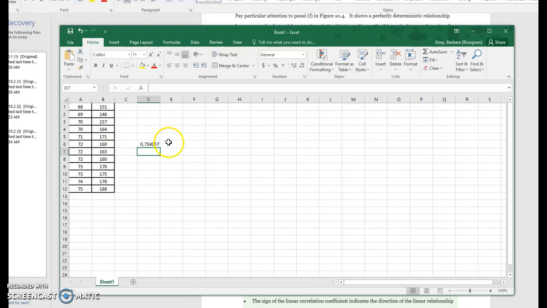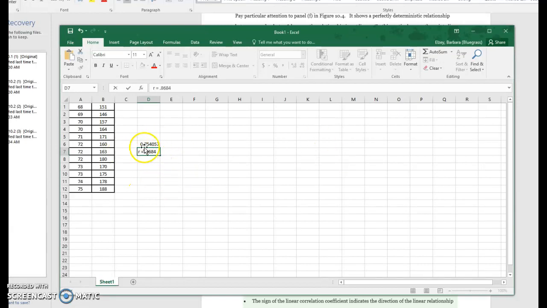So now I'm going to take the square root of this to get the actual linear correlation coefficient. All right, so let's take the square root of 0.754057, and that gives us the actual R value of 0.8684 if I round to 4 decimal places.